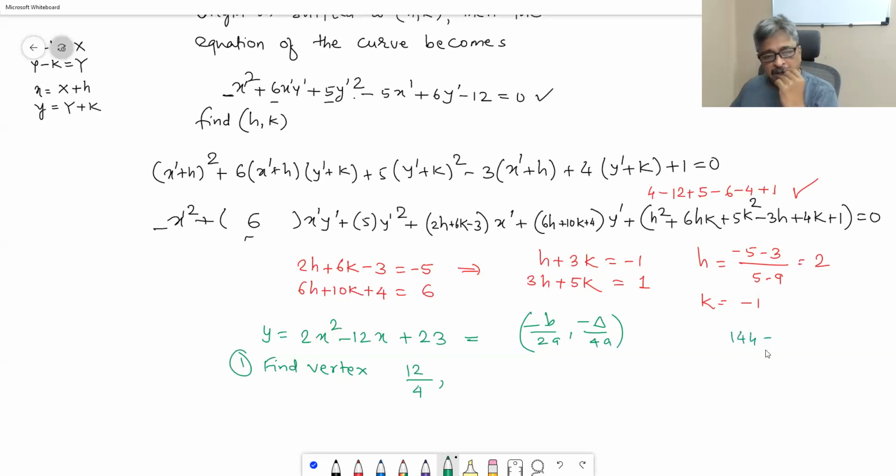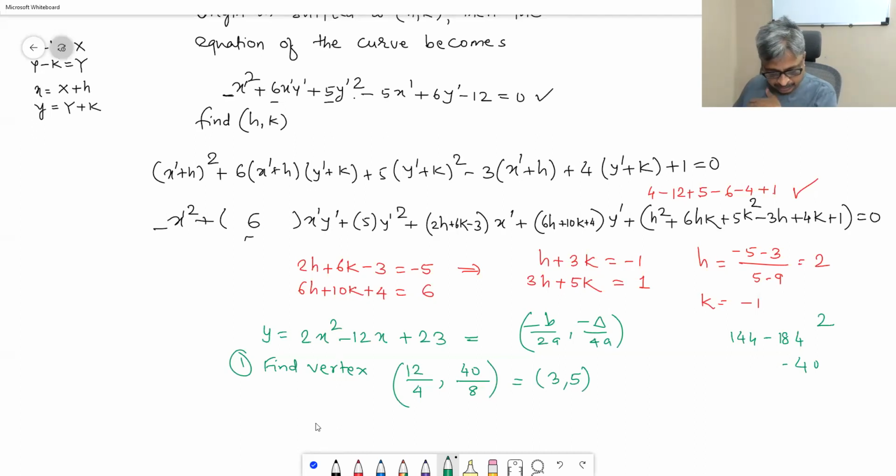144 minus 24 times 4 times 2, that is 8, 16, 17, 18. Discriminant delta is negative, which is 40 minus 40. So minus minus 40 is 40 divided by 4a, 8. This is the vertex, which is 3 comma 5.